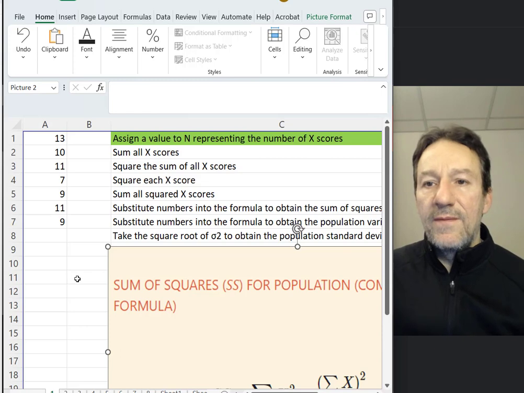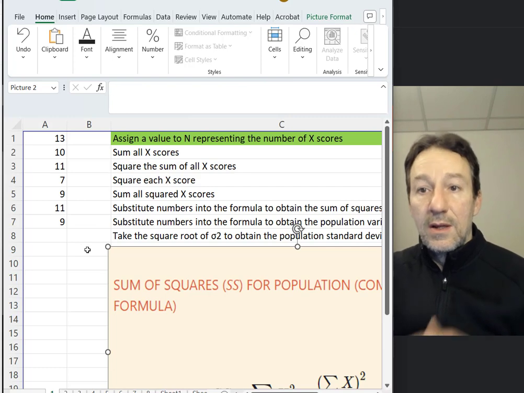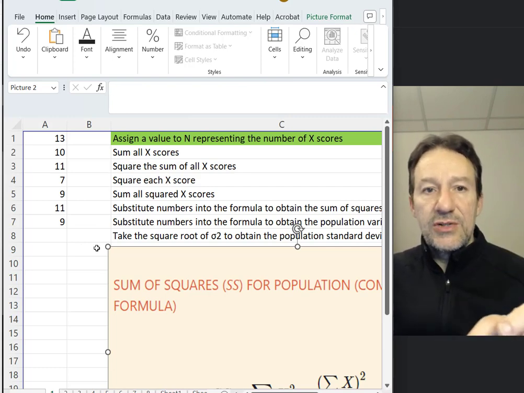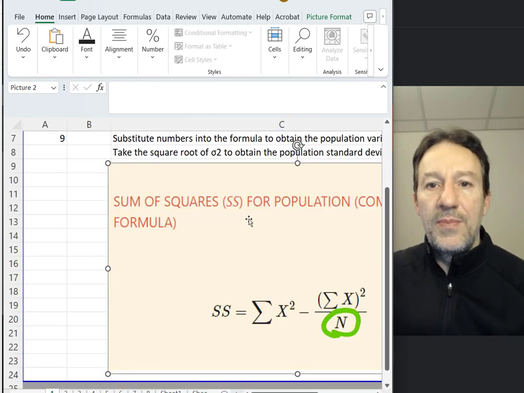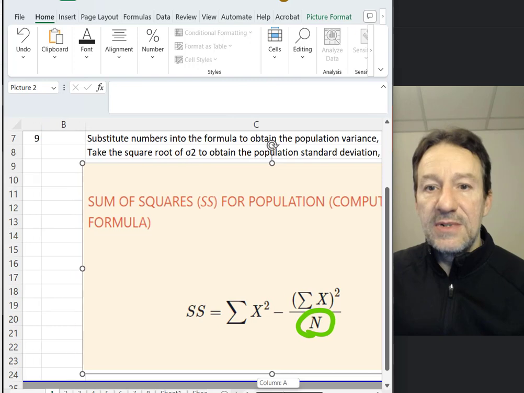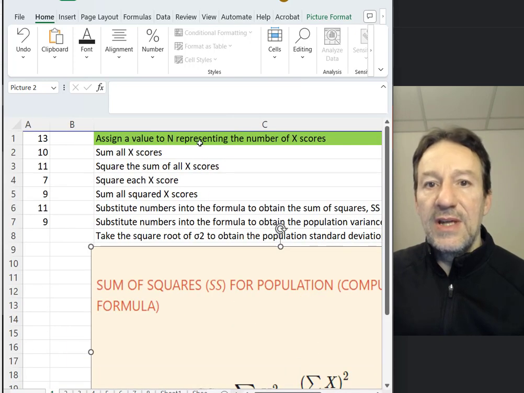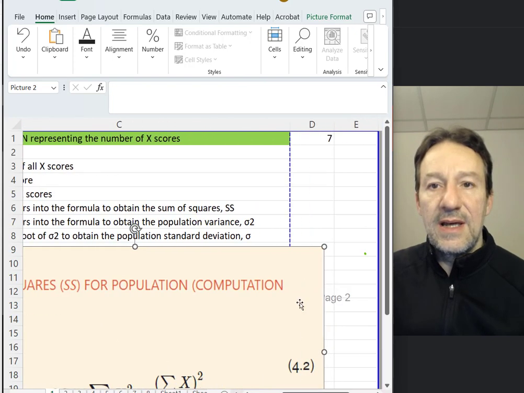So okay, we have this data set, 13, 10, 11, 7, 9, 11, and 9. That's our data set. There's a very specific way to go through this. In this Excel sheet, I'll post on Canvas so you can go and look at it. But for this sum of squares formula, I'm going to go through each step. So the first step you're going to do is get your n, which is pretty easy. Assign a value to n, representing the number of scores, 1, 2, 3, 4, 5, 6, 7. And so I have that here at the side.